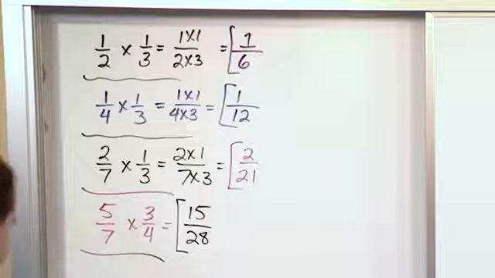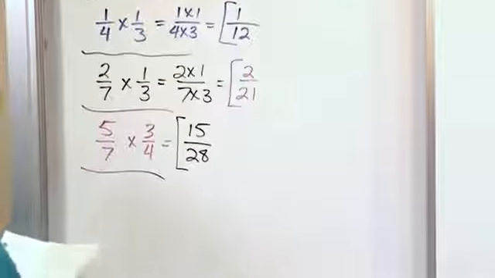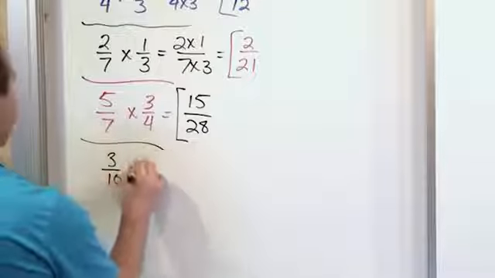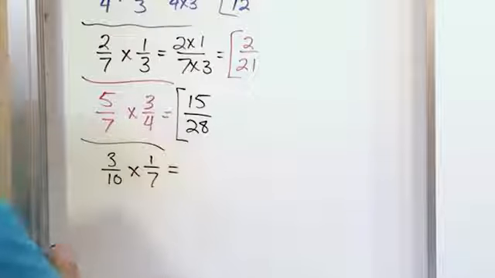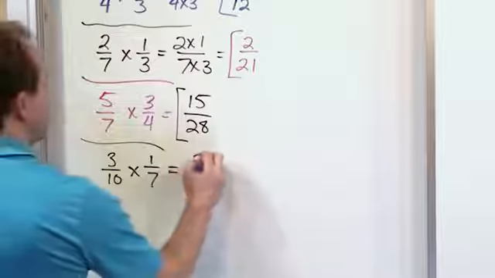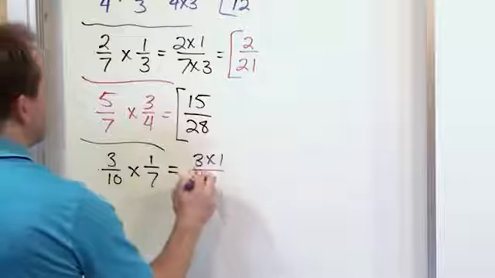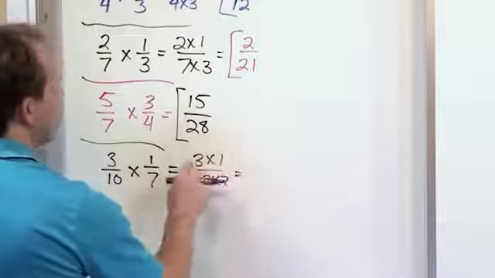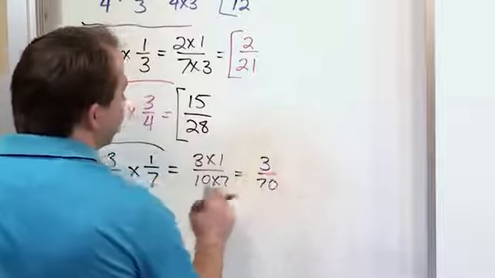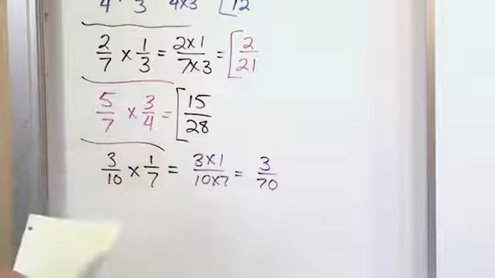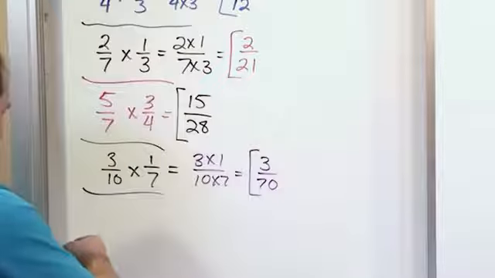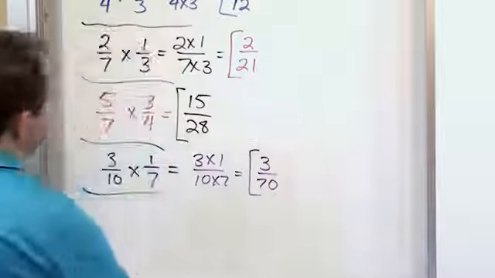All right. And then finally, if I have something like 3/10 times 1/7, then I just proceed as usual. I multiply the tops, 3 times 1. I multiply the bottoms, 10 times 7. And so on the top, 3 times 1 is 3. On the bottom, 10 times 7 is 70. And I try to divide top and bottom and simplify that and see if I can do that. And I cannot actually simplify that anymore. So I'm done just as it sits.